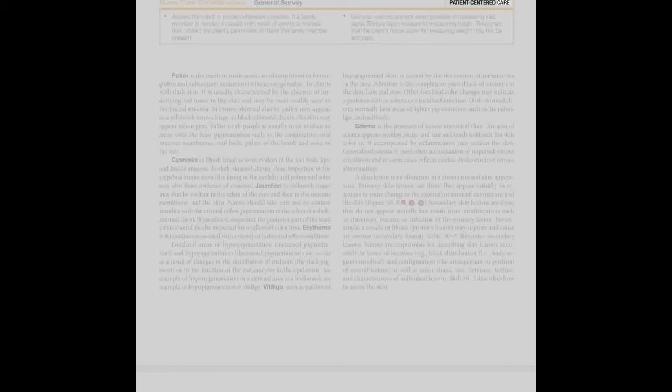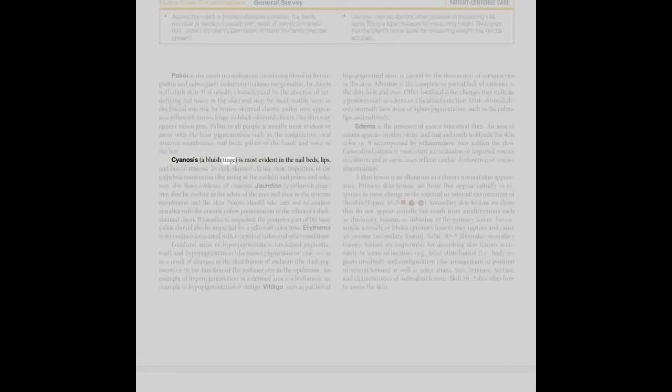Patient-centered care. Pallor is the result of inadequate circulating blood, or hemoglobin, and subsequent reduction in tissue oxygenation. In clients with dark skin, it is usually characterized by the absence of underlying red tones in the skin, and may be most readily seen in the buccal mucosa. In brown-skinned clients, pallor may appear as a yellowish-brown tinge. In black-skinned clients, the skin may appear ashen gray. Pallor in all people is usually most evident in areas with the least pigmentation, such as the conjunctiva, oral mucous membranes, nail beds, palms of the hand, and soles of the feet.